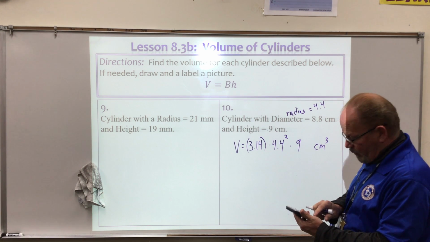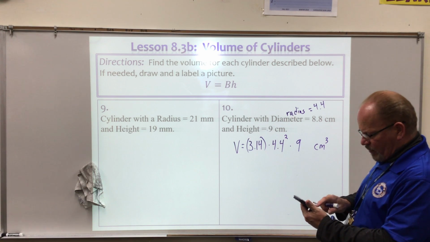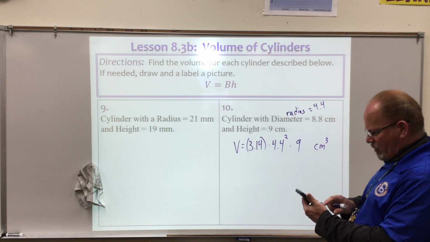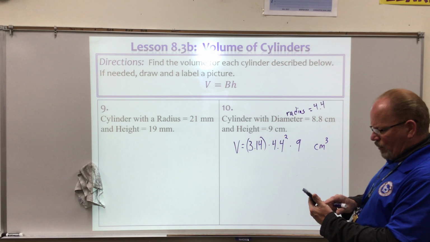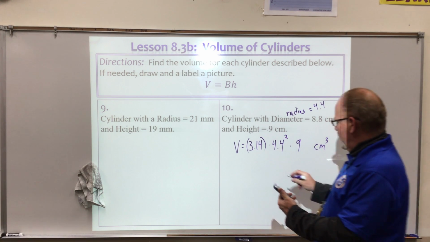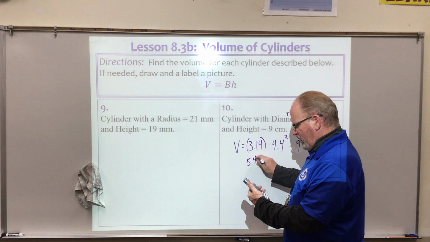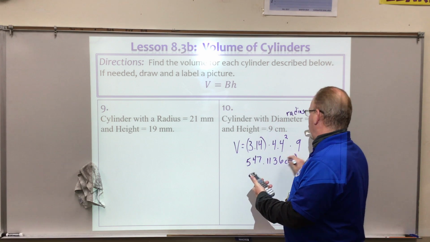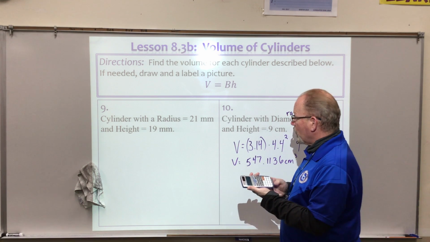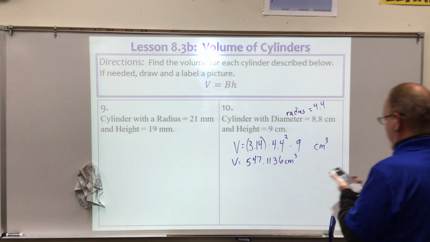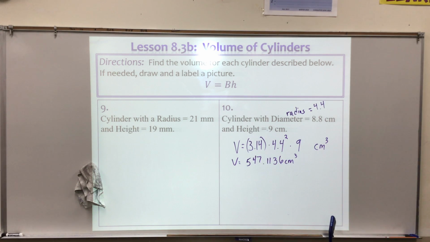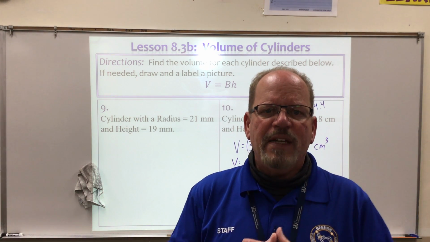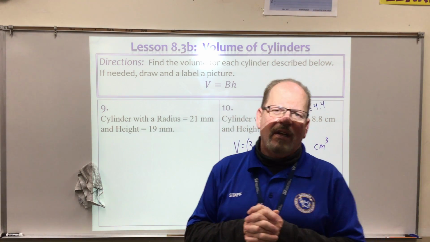So 3.14 times 4.4 squared times 9 equals, oh, I get a crazy fraction. It says 547.1136. That would be the volume of the cylinder.